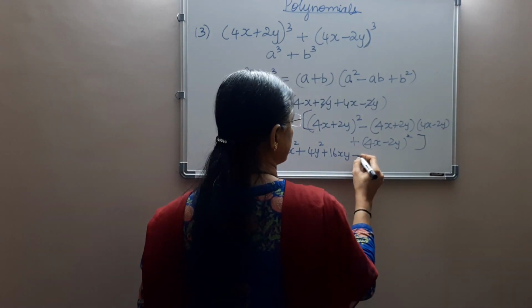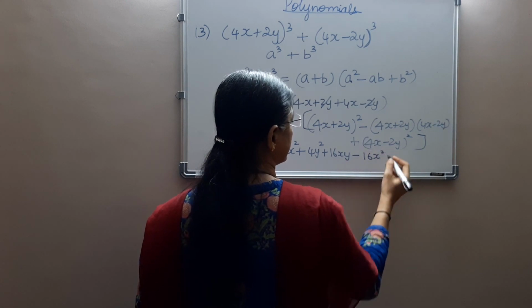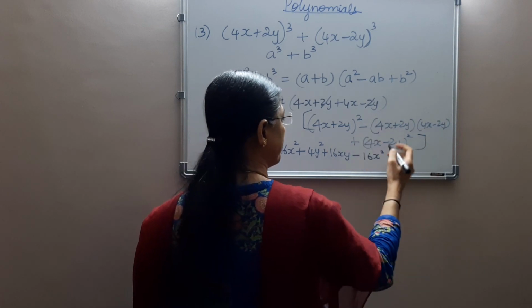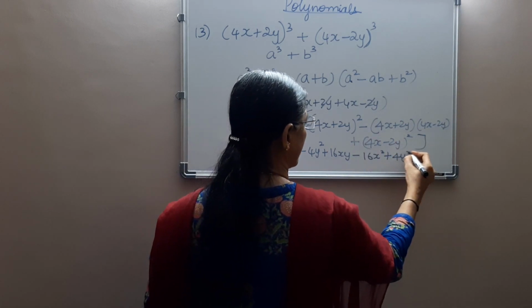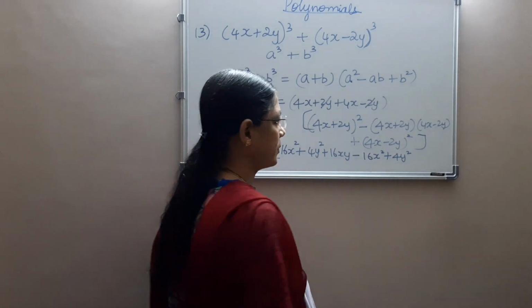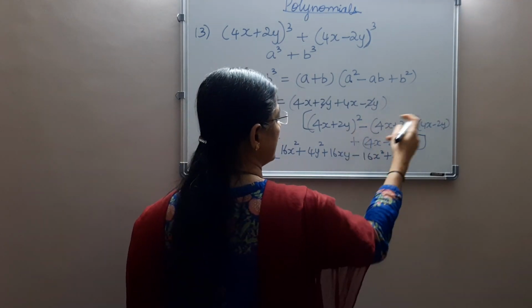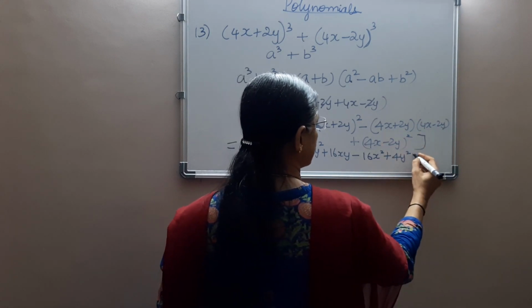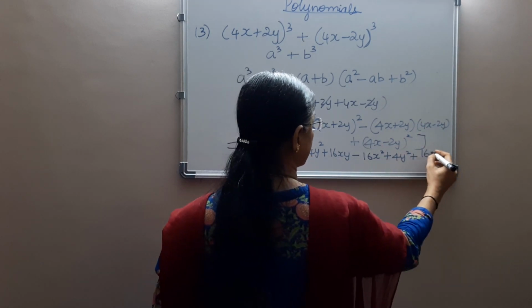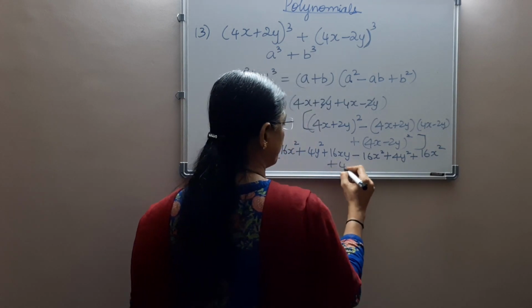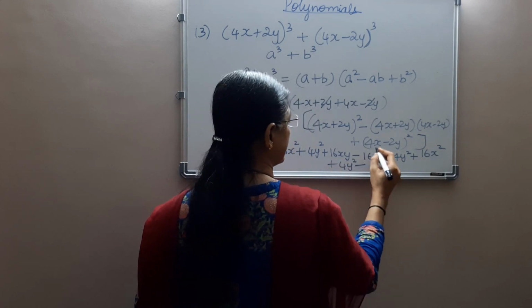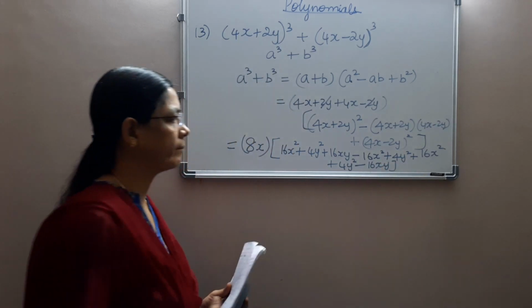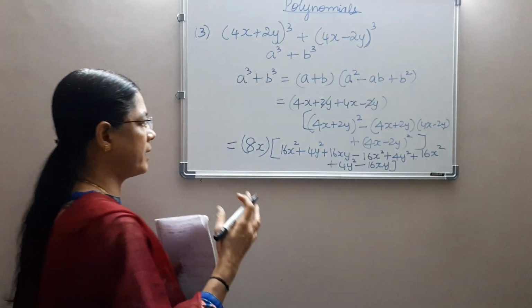What is a squared minus b squared? 16x squared is a squared minus b squared. Already there is a minus sign here, so minus b squared will be plus 4y squared. We understand a squared minus b squared, but this minus will go to both the terms. So minus 16x squared plus 4y squared, and this is a minus b the whole squared, that is 16x squared plus 4y squared minus 4 2s are 8, 8 2s are 16, 16xy. Do you understand this? We are just expanding everything.